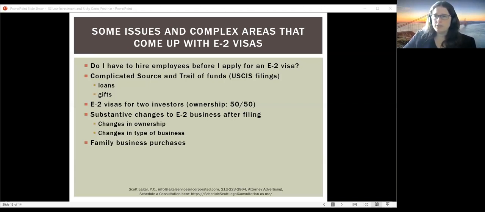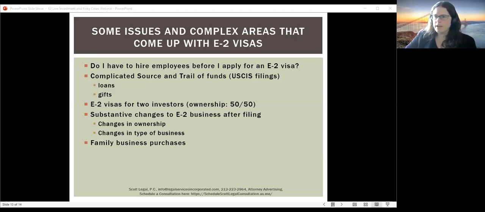With a loan, if it's a personal loan from a family member, similarly, they're going to want to know, where did that family member get the money to give you this loan? And then also for the loan, important to note that the loan cannot be secured by the assets of the E-2 business. So this sometimes comes up when someone's purchasing a business. And there's an option for seller financing, where generally, the security for the loan is the business. So this can be problematic.